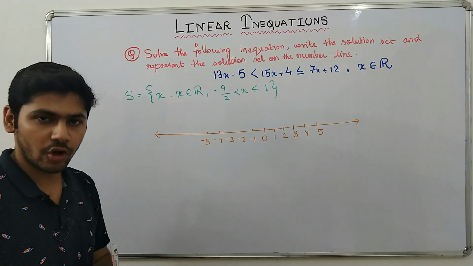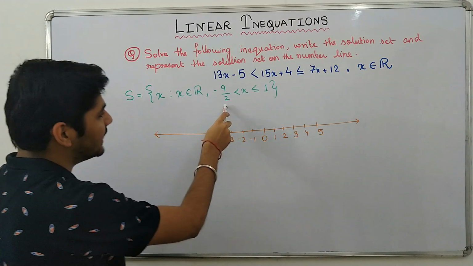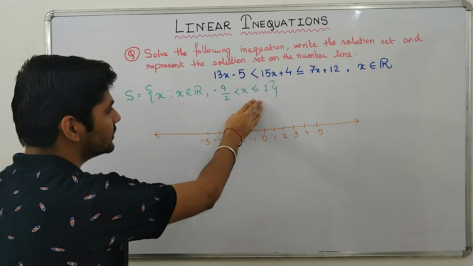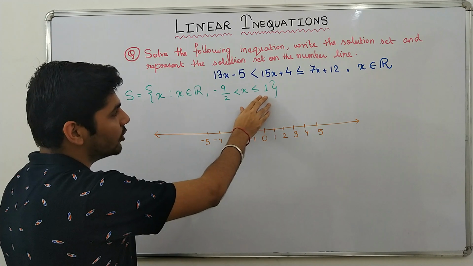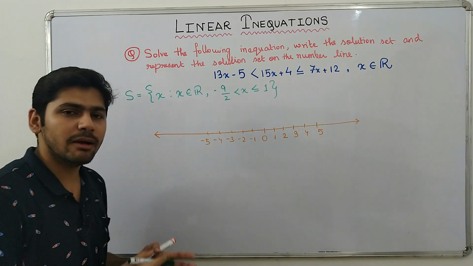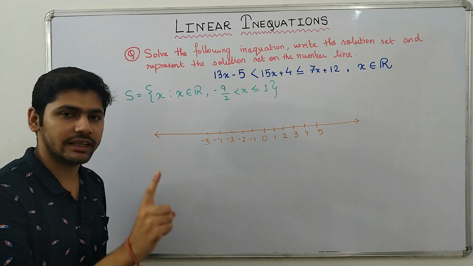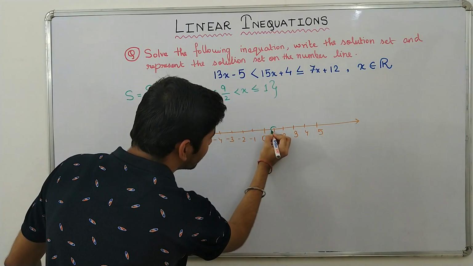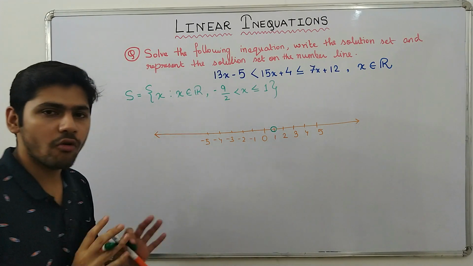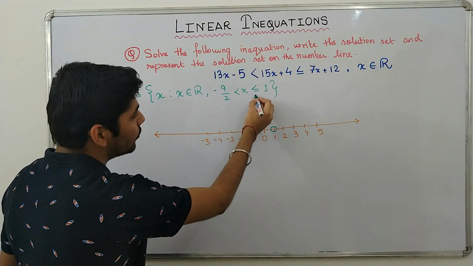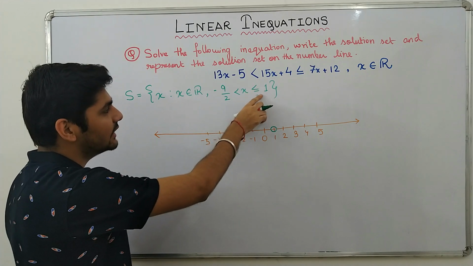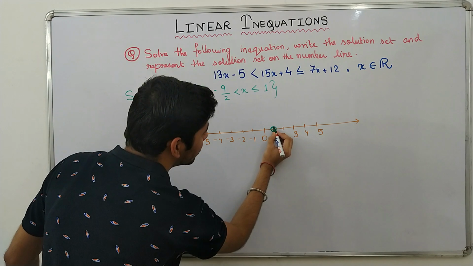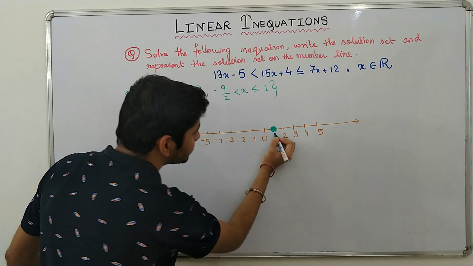Now let's check out the solution. The solution is minus 9 by 2 is less than x is less than equal to 1. So first let's concentrate over here that x less than equal to 1. That means the maximum value of x can be positive 1. So what we will do is we will encircle positive 1. Now over here there is an equal to sign also because it is less than equal to. So what we will do is we will highlight this particular circle.